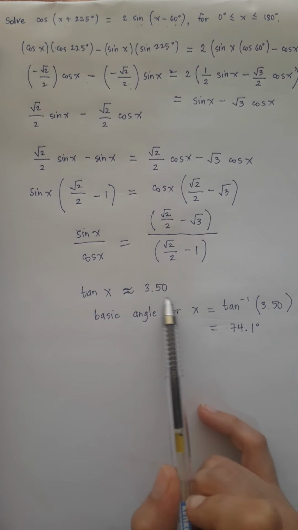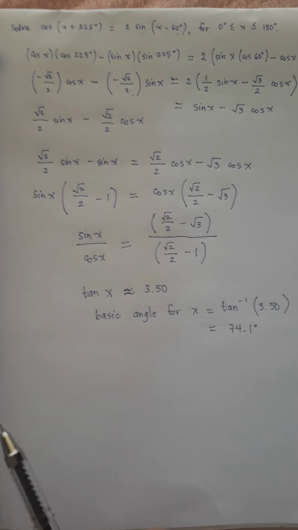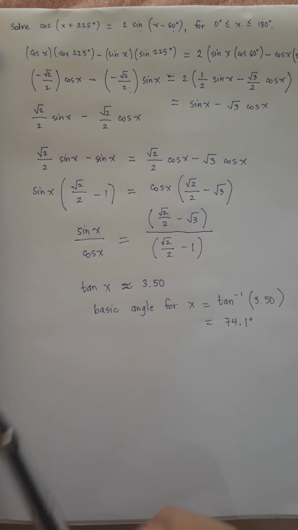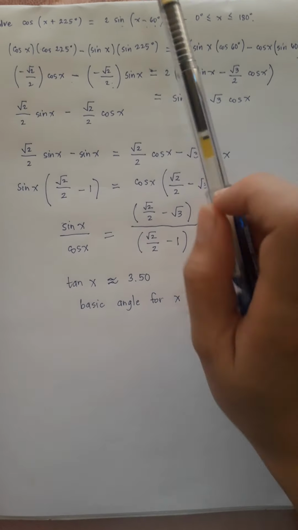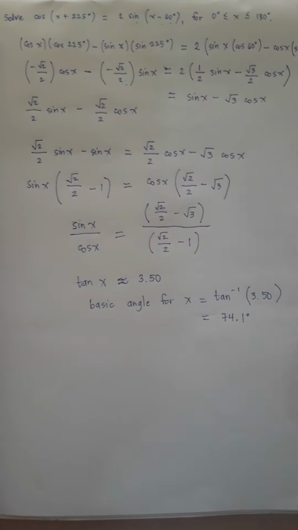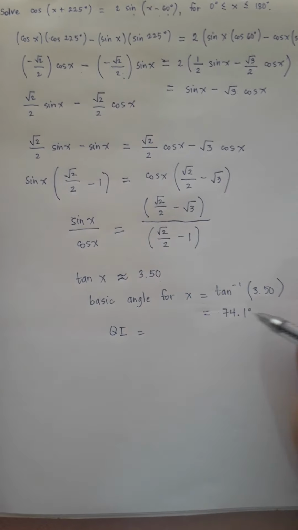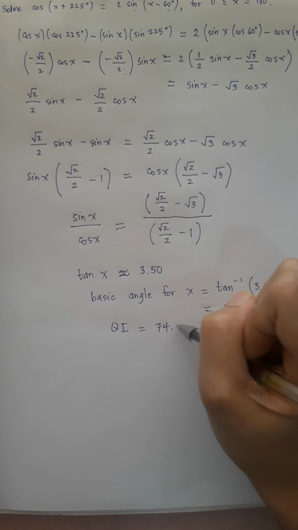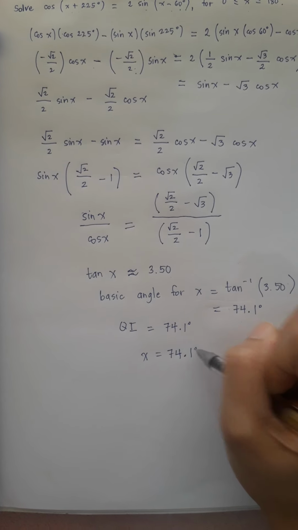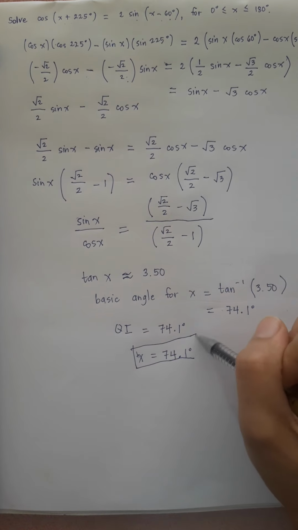Now, we will use this to find the values of x that we need. Tangent x is positive, so we need to remember where tangent is positive. Tangent is positive in quadrants 1 and 3. However, we will not consider quadrant 3 because the values of x are only between 0 and 180 degrees. So that means our answer will only come from quadrant 1, and that is your 74.1 degrees. So that's the value of x that will solve this equation for this given domain. 74.1 degrees.